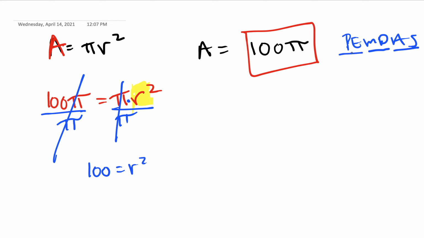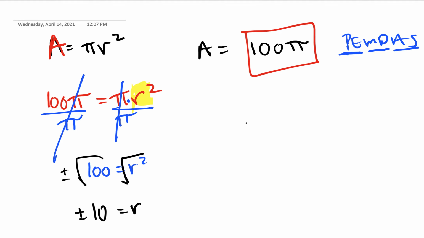So do we have any exponents now? And we do. So we're going to square root both sides because the opposite of squared is square root. And we would get plus or minus 10 if we're using regular math, but if we're using geometry, we would just say the radius is 10.